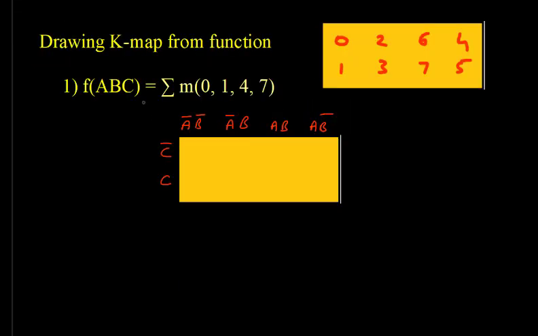Now let us see how to draw a K-map from a function. We are given this function f of ABC equal to sigma small m 0 1 4 7.